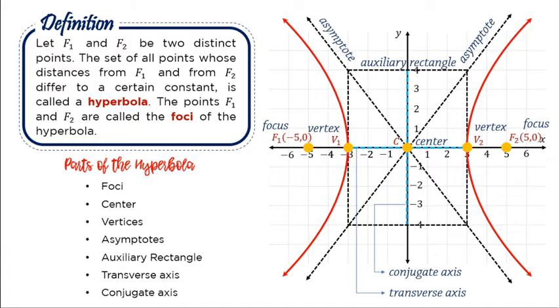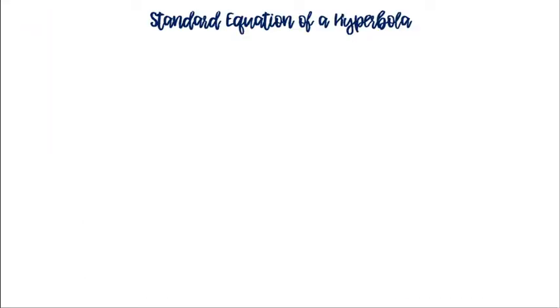And by the way, as you can see here, the points are aligned horizontally. That's why the hyperbola opens to the left and to the right. So in this case, the hyperbola is horizontal. These two curves here are what we call the branches of the hyperbola. So we have the left branch and the right branch.